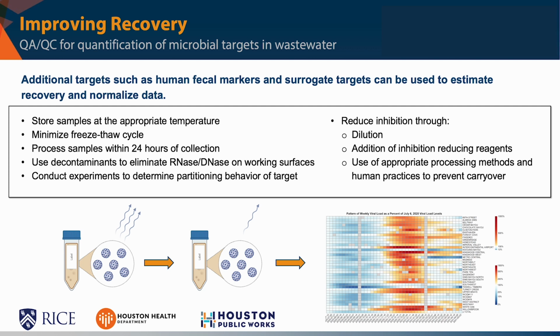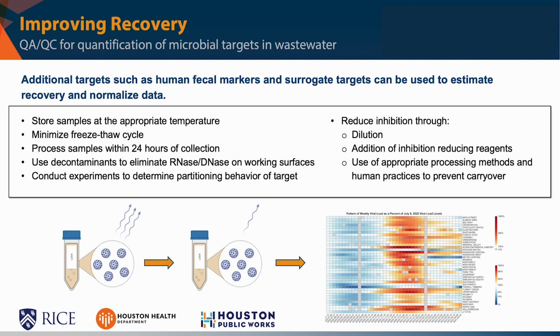Decontaminants can also be used to eliminate enzymes on working surfaces that could possibly destroy your target microbe. Another way for improving recovery is to determine the partitioning behavior of your target. There are a few published studies that show influenza A, for example, to partition more to wastewater solids as opposed to the supernatant. Bearing in mind that recovery not only depends on the microbe, but also the sample composition and the sample processing methods. It is good practice to perform these experiments on your own samples in order to assess which sample type will give you the best recovery.